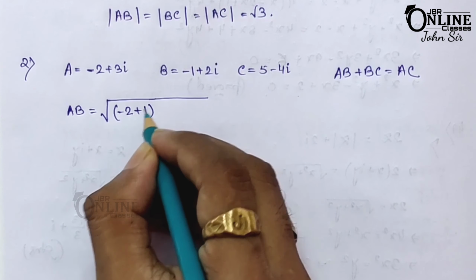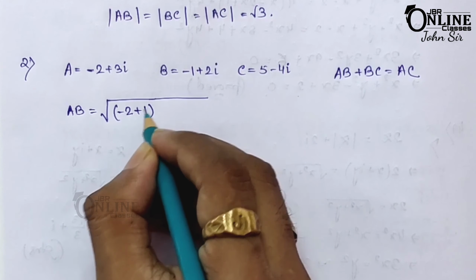So now here √72, that means 36 into 2, so you can also write this as 6√2, and √98 equals 49 into 2, so you can also write this as 7√2. So now here clearly AB plus BC, that means √2 plus 6√2, that equals 7√2, which is equal to AC.